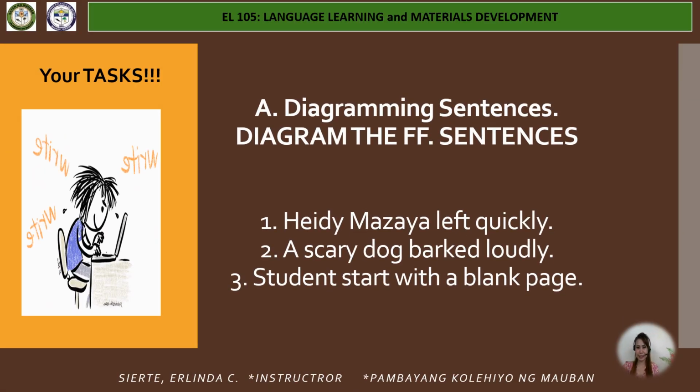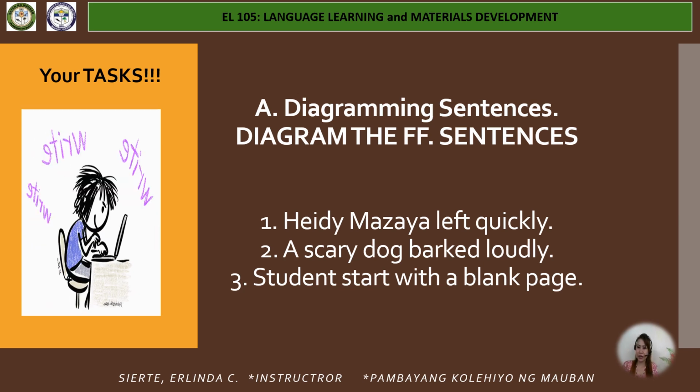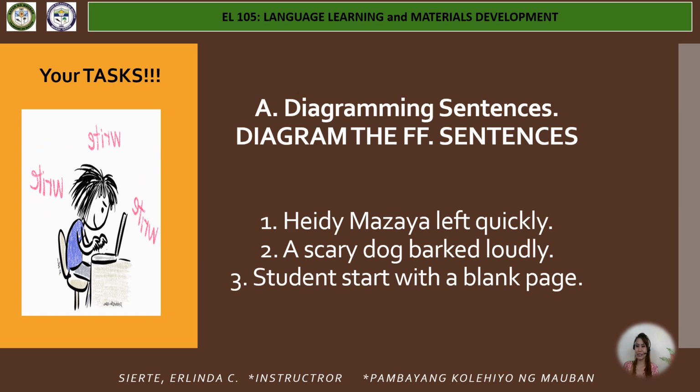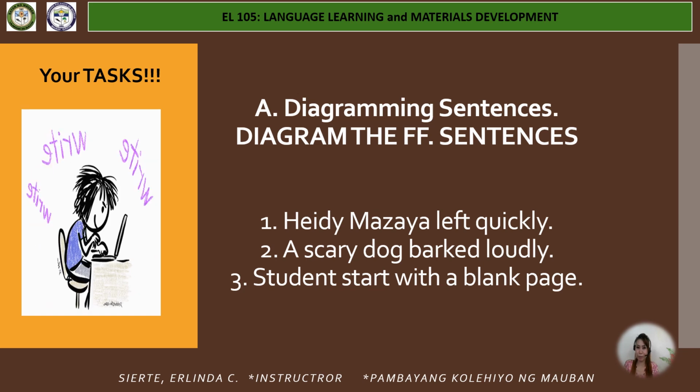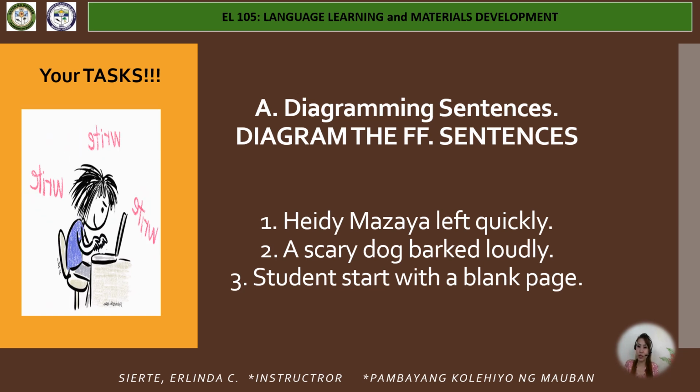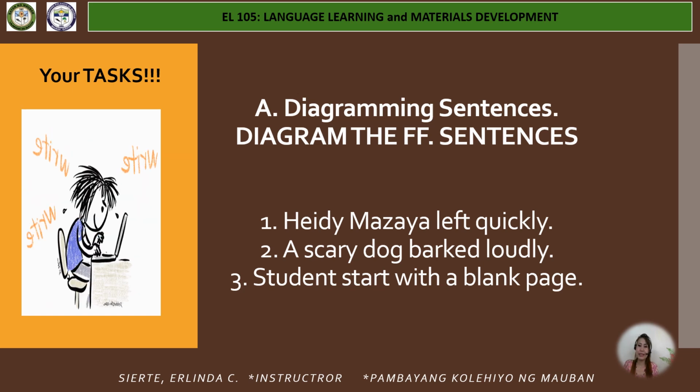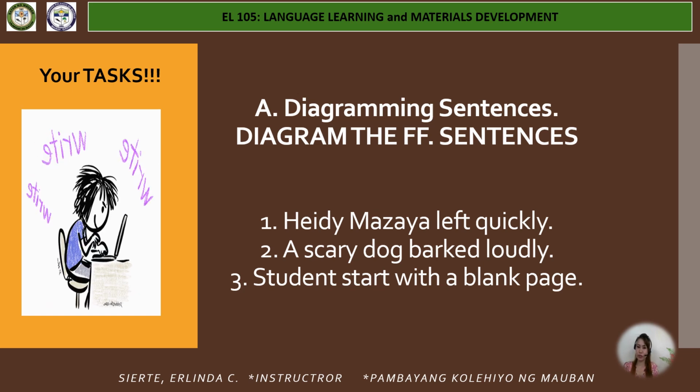So your test. Diagramming sentences. You are going to diagram the following sentences. The first one, Heidi Masaya left quickly. The second one, a scary dog barked loudly. And the third one, a student started with a blank page.